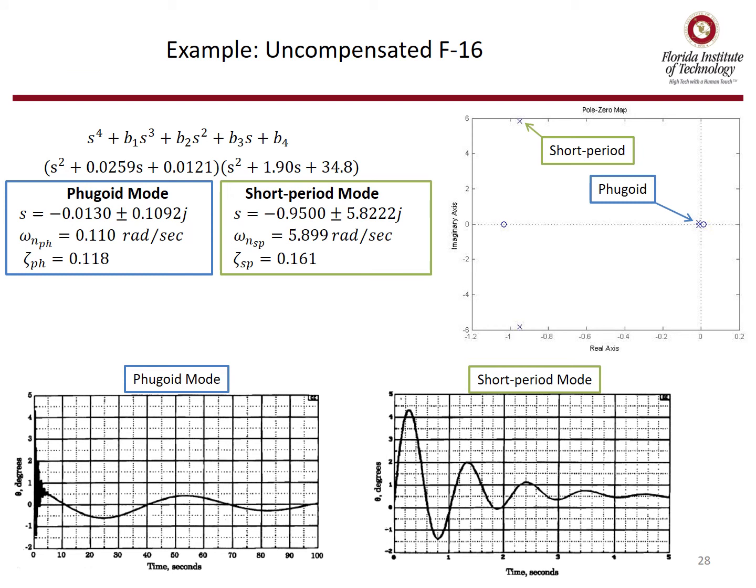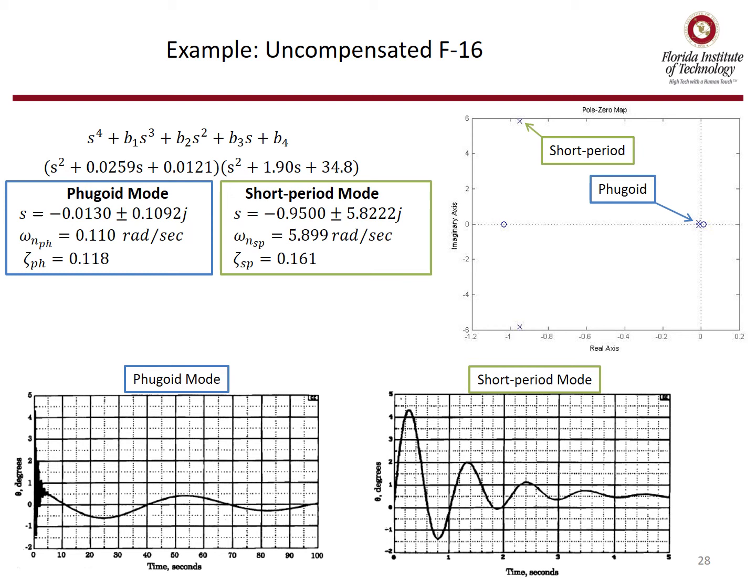Let's look at an example: an uncompensated F-16. The fourth order model can be split up into two second order models, or two modes, the phugoid mode and the short period mode. And remember that the coefficients you see in this model come from stability and control derivatives, true airspeed, and other initial conditions, so they're based on real values of the airplane.